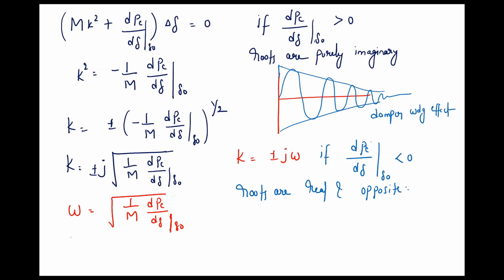Understand? So when roots become real and opposite, one of the poles is lying in the right half of the s plane, then by default you can say that the system is unstable. Okay, so roots are real and opposite, so your machine is unstable.